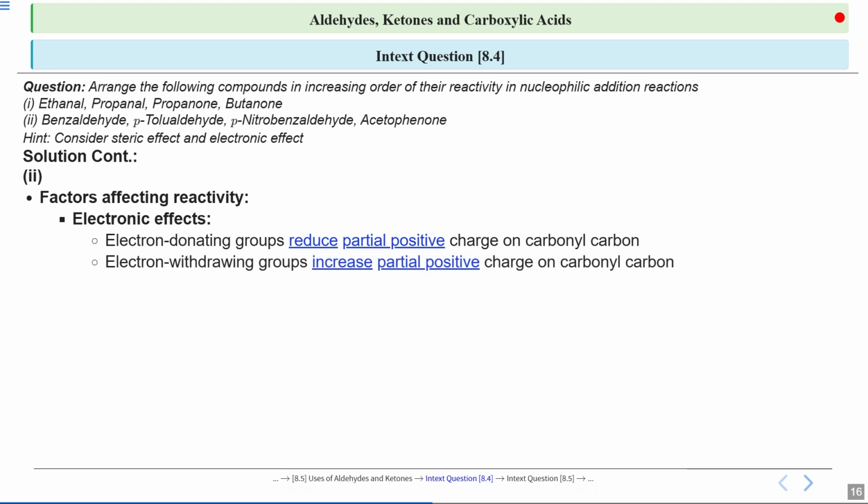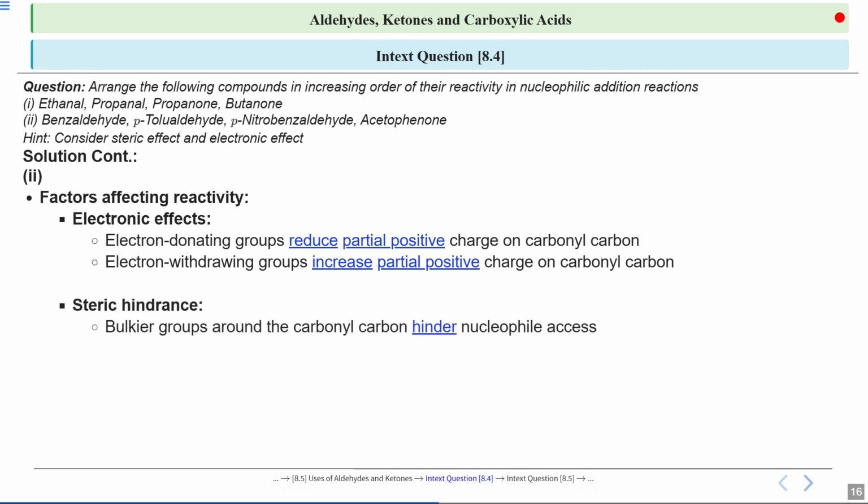And the electron withdrawing groups increase the partial positive charge on the carbonyl carbon. If it is increasing the partial positive charge, this makes the carbon more susceptible to nucleophilic attack, enhancing reactivity. So electron donating groups reduce the partial positive charge on the carbonyl carbon, and electron withdrawing groups increase it. And if we compare the steric hindrance factor, the bulkier group hinders the access of nucleophiles to the carbonyl carbon, which will decrease the reactivity.